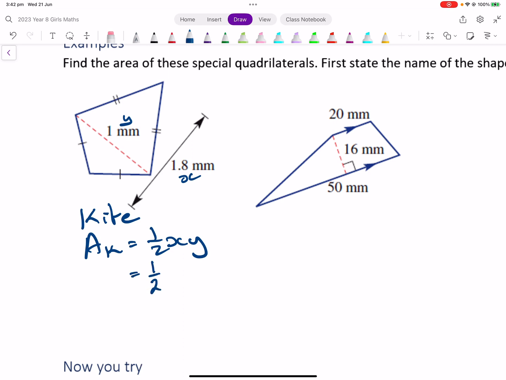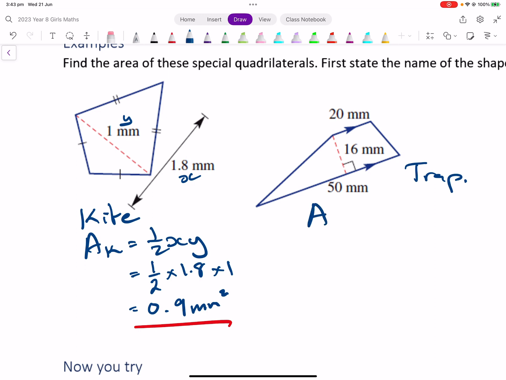So let's substitute our values in. A half times 1.8 times 1, which is, and you'll also have your calculator in the test too. So if you need to use it to do a problem like this, that's completely fine. And that is 0.9 millimeters squared, because we measure area in squares. All right, what sort of shape do you reckon this one is, girls? I reckon it is a trapezium. That's correct. It's a trapezium.